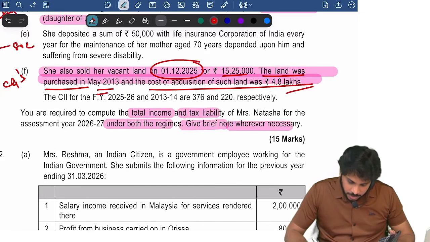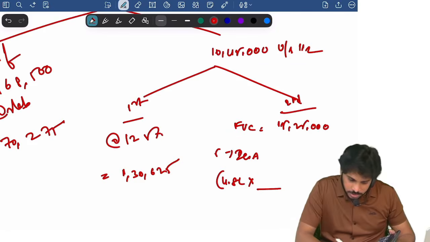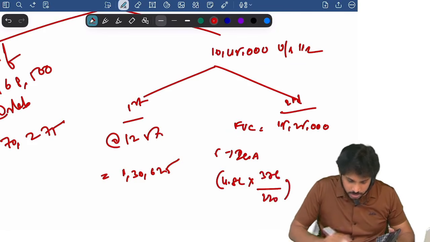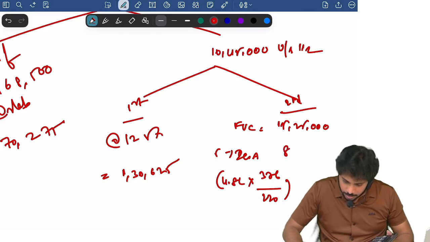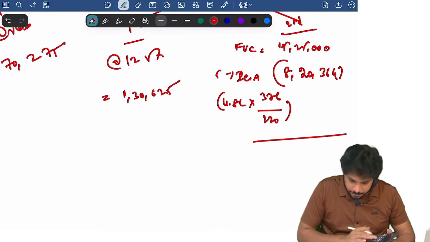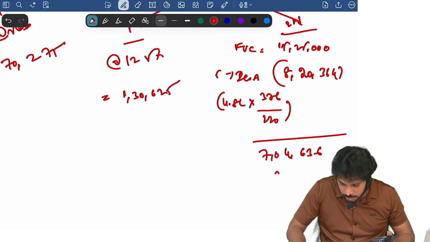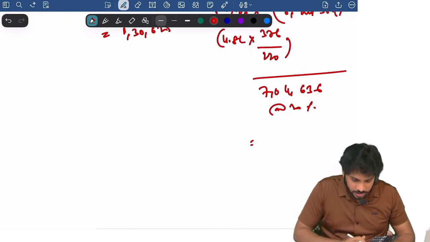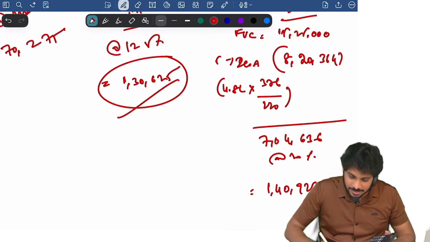Divided by 220 into 376. Correct? 376. How much is that? Eight lakh 20,364. So what is the capital gain? 7 lakh 4,636 into 20% tax. Oh, it's more than 1 lakh 40,000 coming. 1 lakh 40,927. I think better to go with this option. So the tax is 1 lakh 30,625.